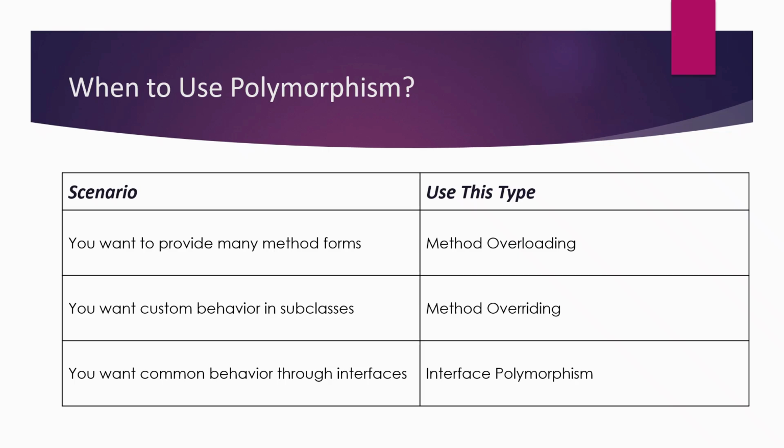Now you've understood the concept of polymorphism in C#, along with its three main forms: method overloading, method overriding, interface polymorphism. These techniques make your code more organized, extensible, and easier to maintain. Polymorphism is a powerful tool that lets you build scalable applications with clean architecture.